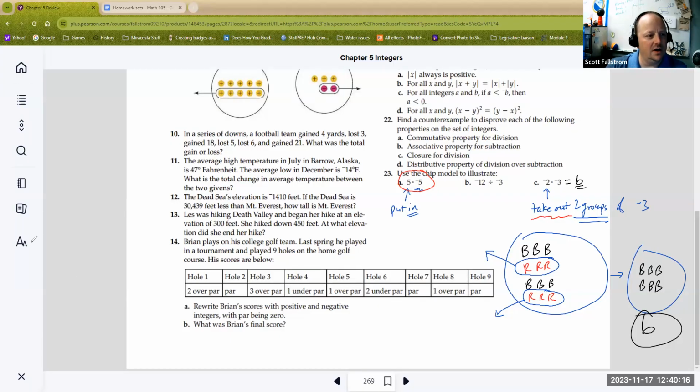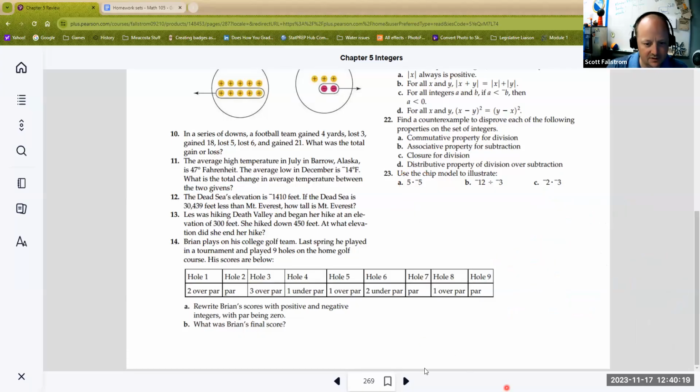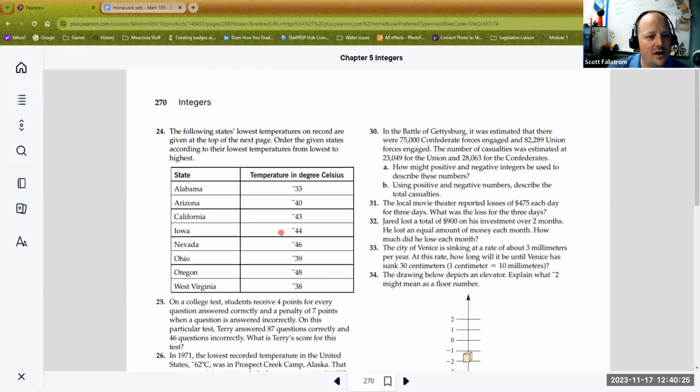All right, rocking and rolling. That was 23. Let's move on. We've got 24 and then a couple more at the end. Let's take a look. Whew, 24. The following state temperatures are given at the top of the next page.